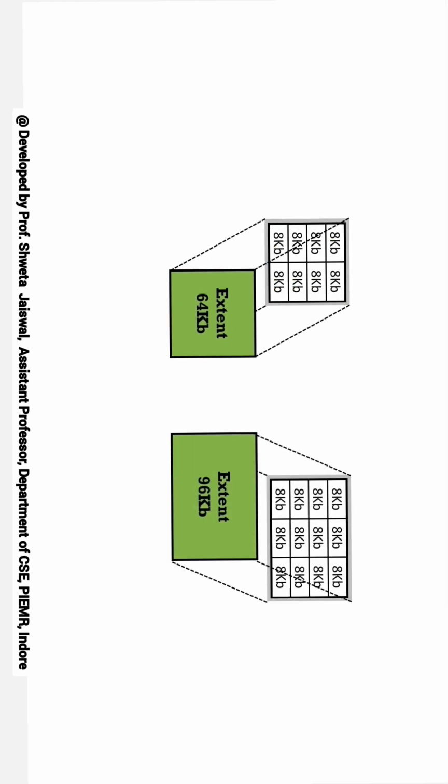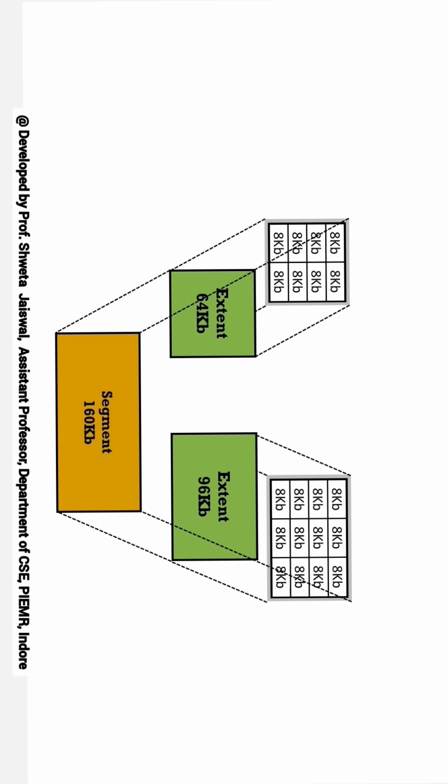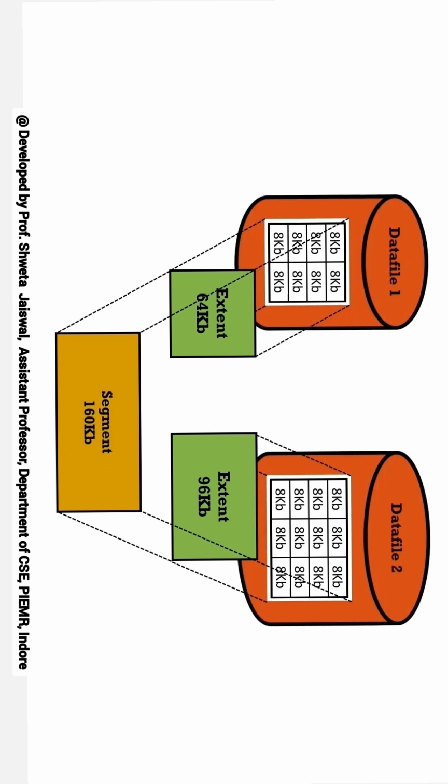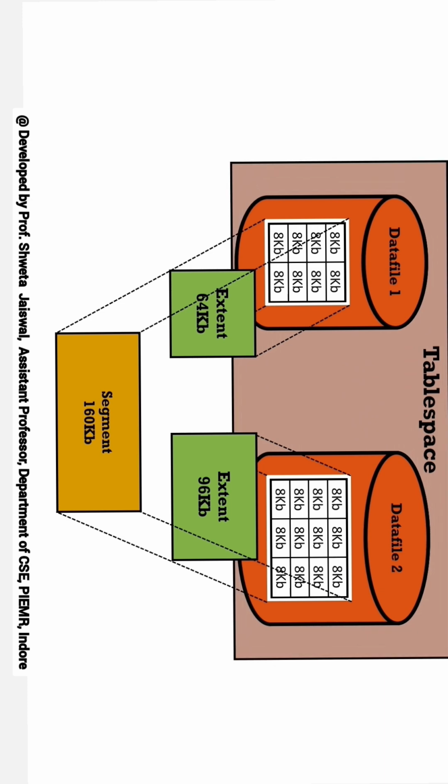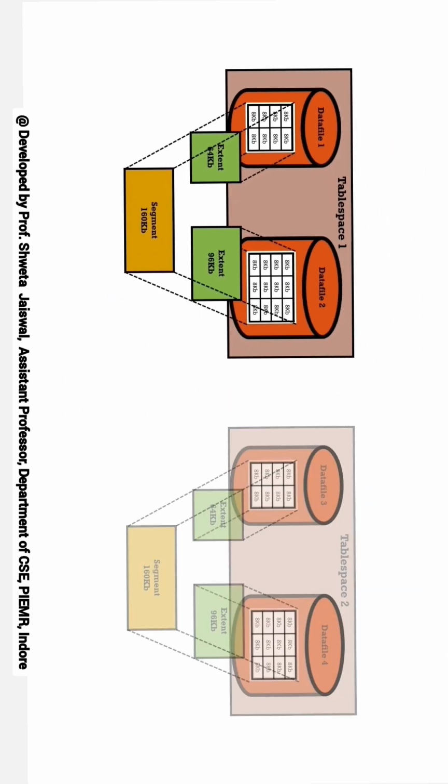And a group of extent make a segment. This segment is made from two data files. A data file is comprised of data blocks. A table space is made up of data files. A database is made up of table spaces.